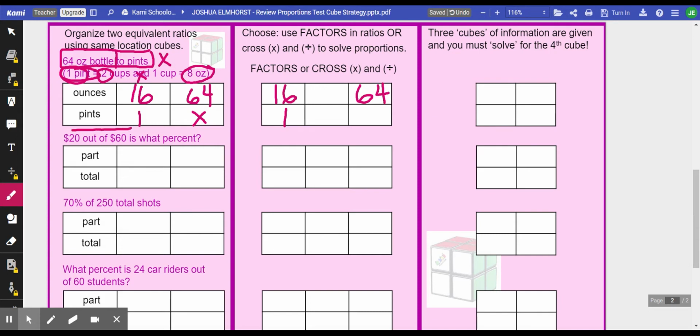So here we have $20 out of $60. So that's our part, and then our total. And then every time we see a percent, the word percent or the percent symbol, we connect that with 100. So what percent is the X? And then 100 is the total.